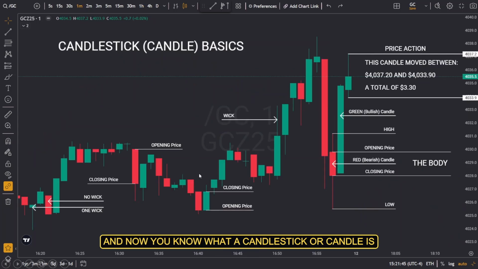And now you know what a candlestick or candle is and are ready to move on to the next lesson.